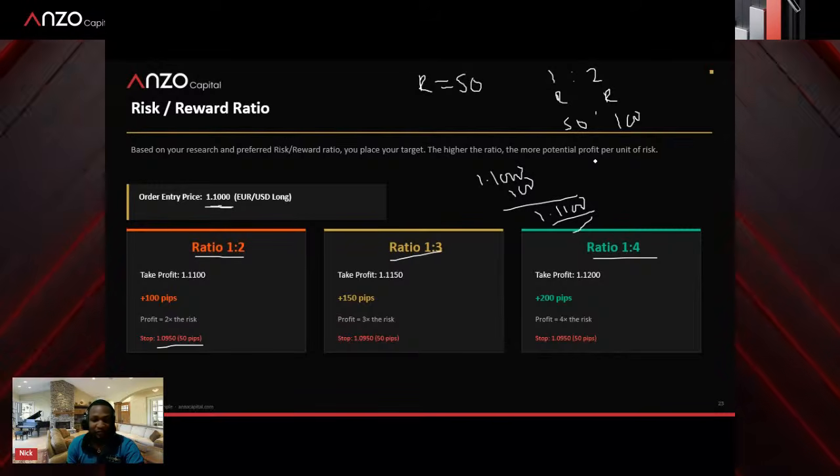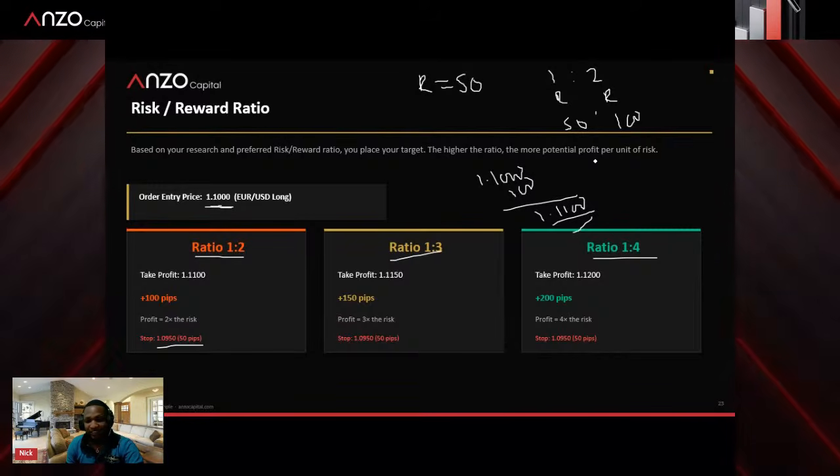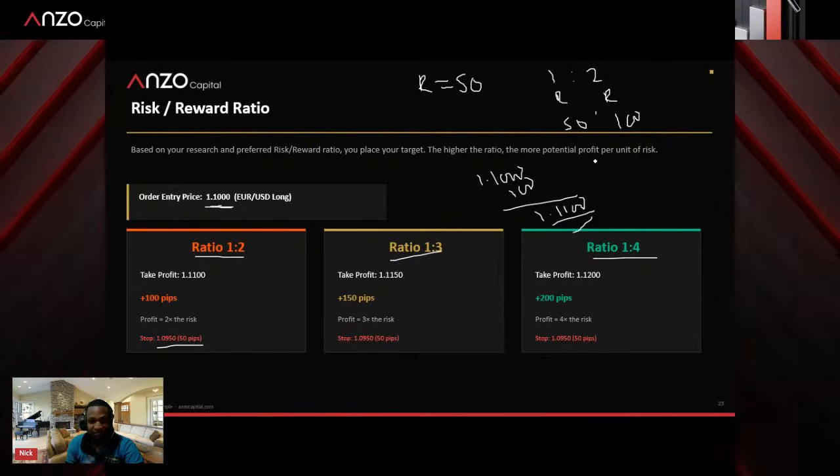So now you believe me when I tell you that you don't have to lose an account. You can lose a trade, but you don't need to lose an account.